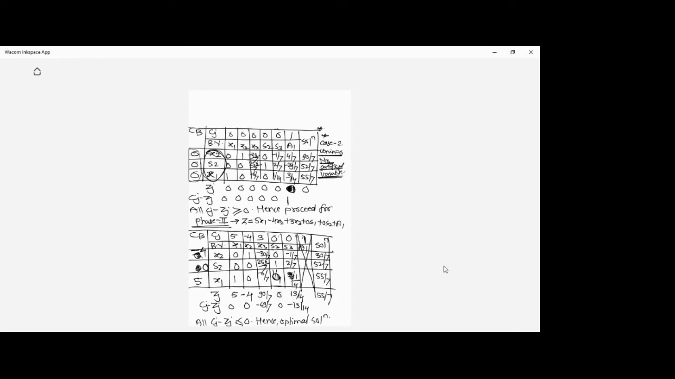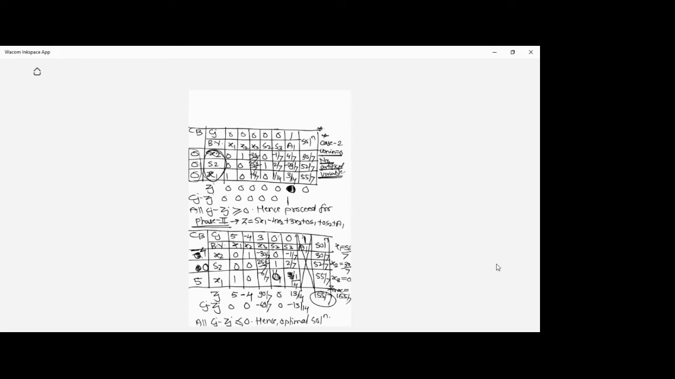So here we get an answer. Your x1 value comes out to be 55 by 7, your x2 value comes out to be 30 by 7, x3 comes out to be 0, and the z max value comes out to be 155 by 7, which is this particular value, right? So this is how this particular problem will end.